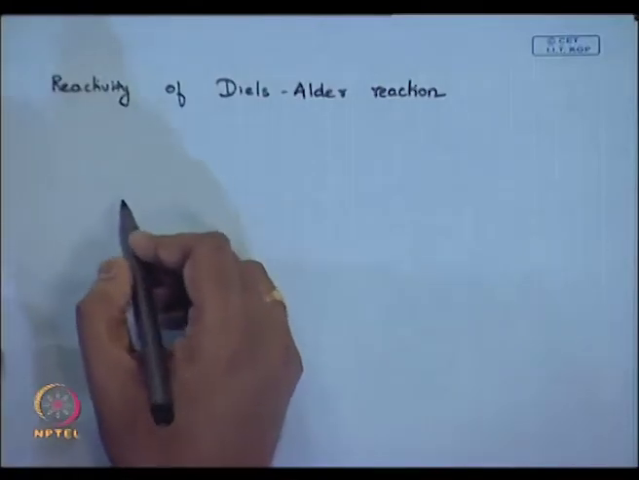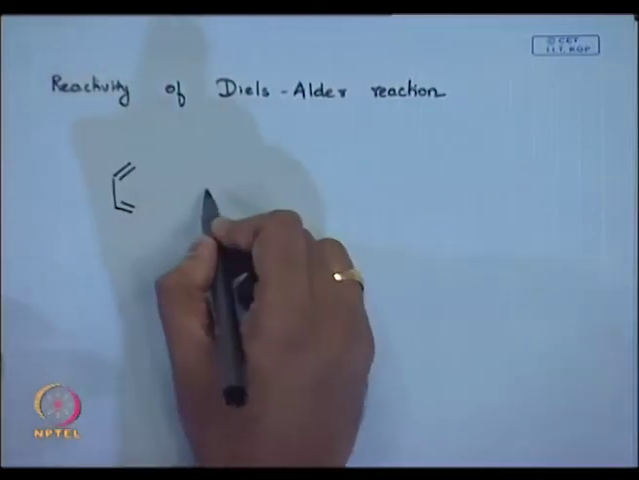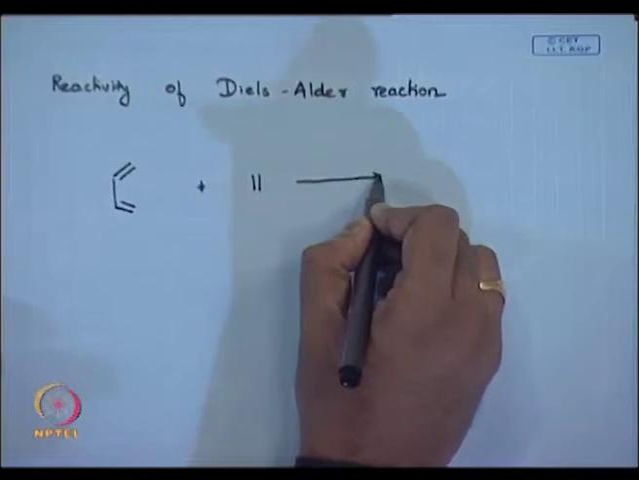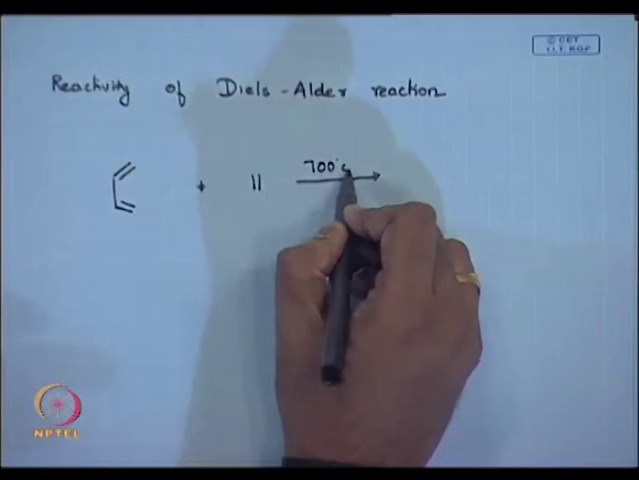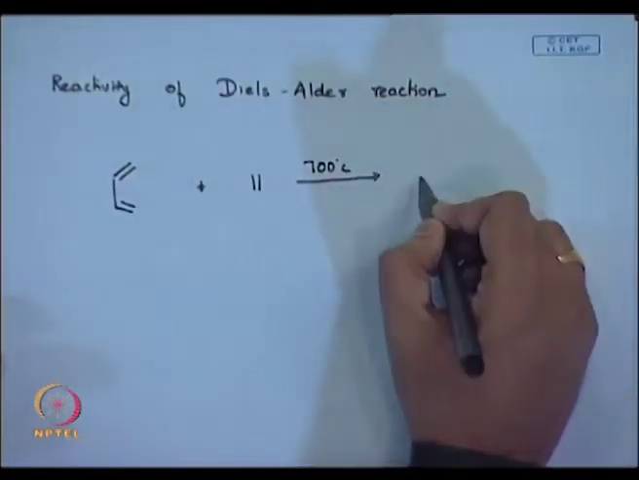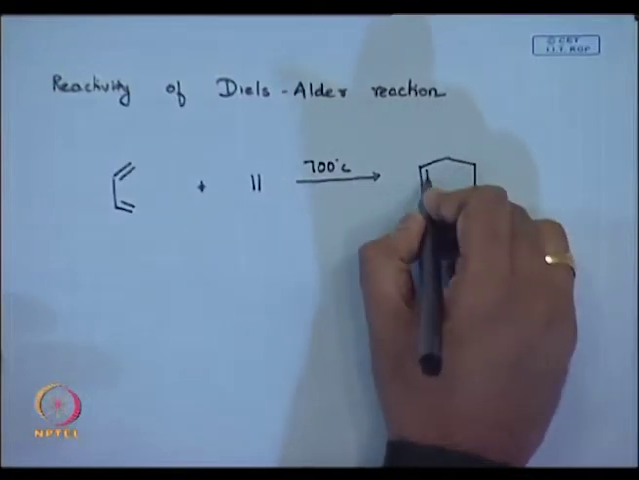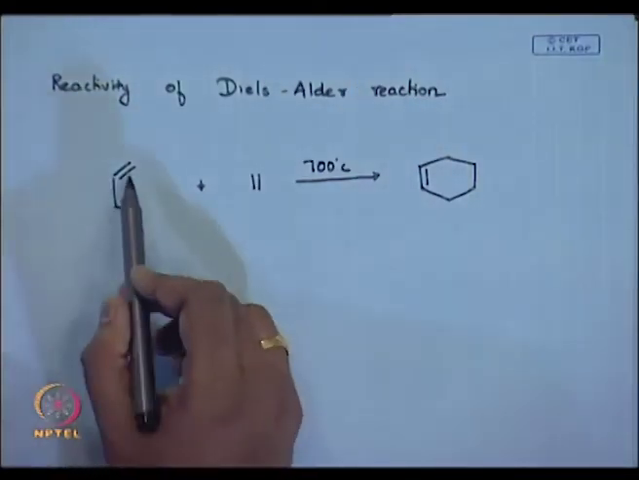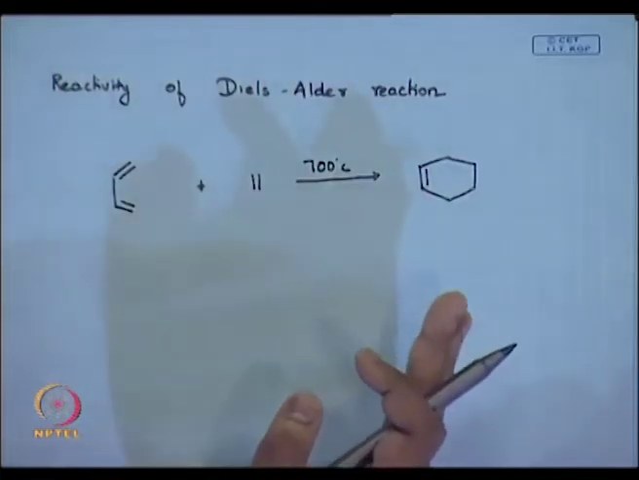For example, like I take a butadiene with an alkene, okay, and do this reaction. Normally it takes 700 degrees Celsius to do this reaction, and you end up with your cyclohexene. So, you have your butadiene with alkene, and you see it takes very high temperature like 700 degrees Celsius to do this reaction.